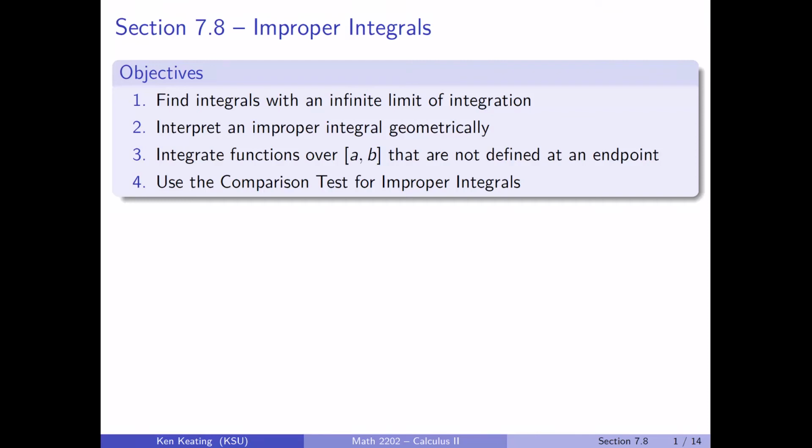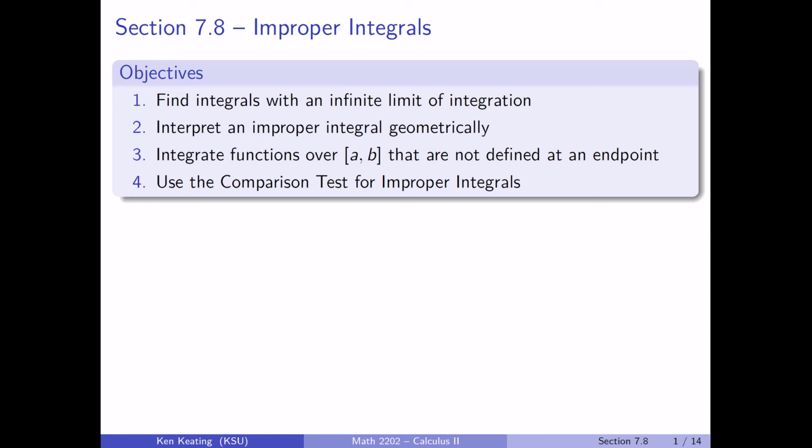This video is part 2, covering material from section 7.8, improper integrals. In the first video, we looked at the first objective, find integrals with an infinite limit of integration, and really the second objective, interpreting improper integrals geometrically. That is, we can talk about the area between the curve and the x-axis, or as we originally said, under the curve of a non-negative function.